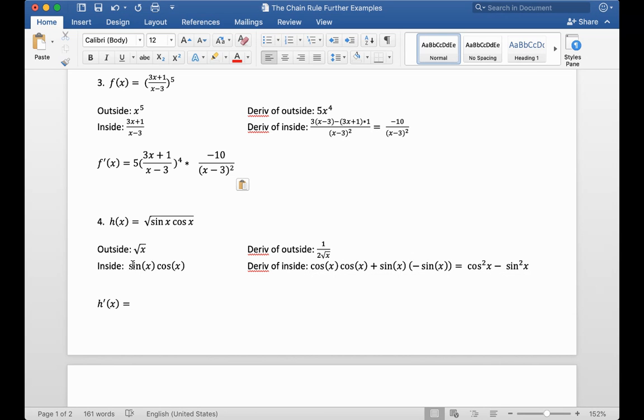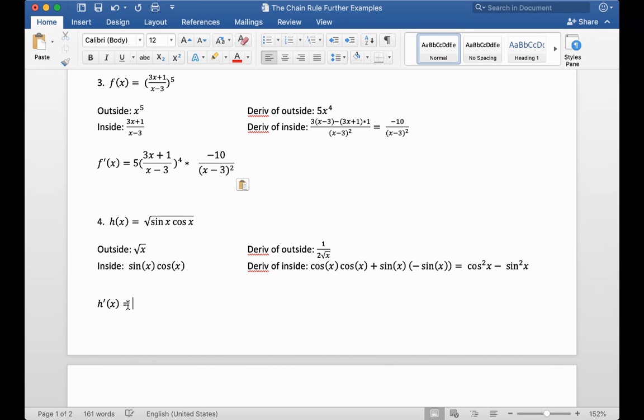And then the inside function is a product, so I'm going to use the product rule. Remember, the derivative of the sine function is cosine. The derivative of sine x is cosine x. The derivative of cosine x is minus sine x. And so when I apply the product rule, I get the derivative of the first times the second plus the first times the derivative of the second, and I can simplify that to cosine squared x minus sine squared x.